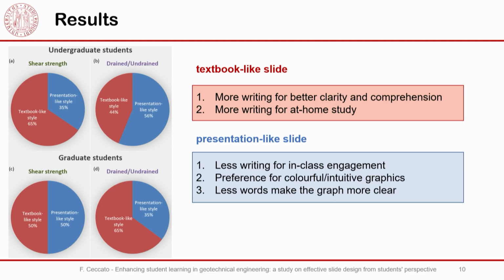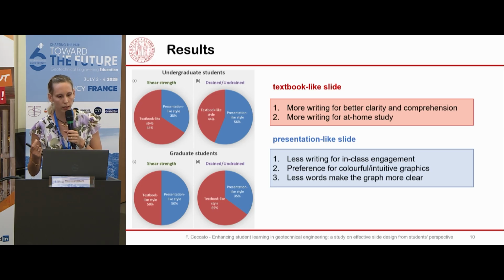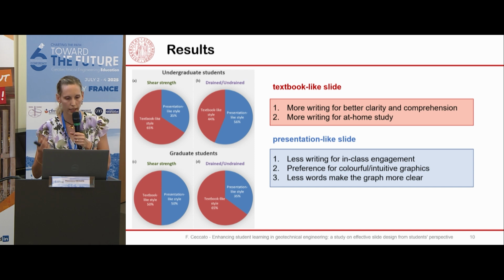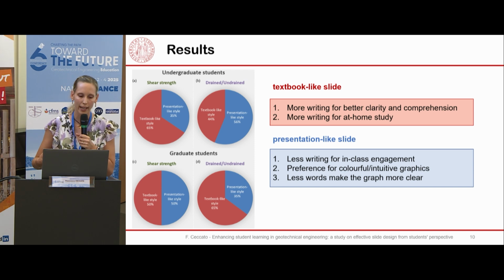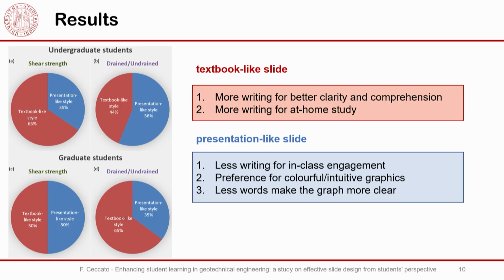These are the answers from the students. So regarding shear strength, most of the students preferred the textbook-like style, most of the undergraduate students, while graduate students were divided half and half. For the drained and undrained condition, there was a slight preference for the presentation-like style for the undergraduate students, and a clear preference for the textbook-like style for graduate students.